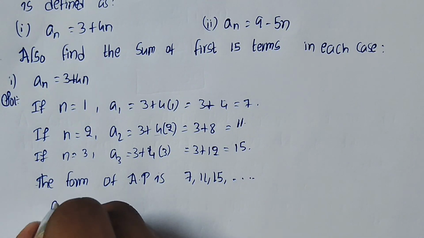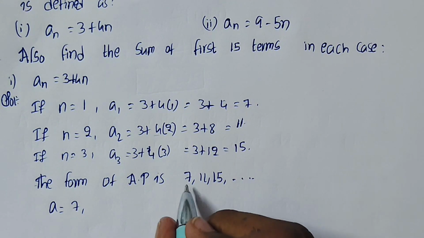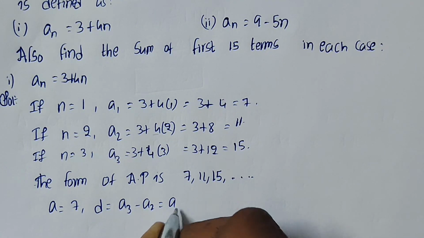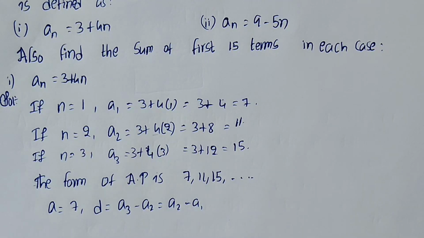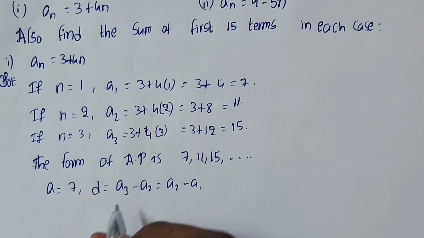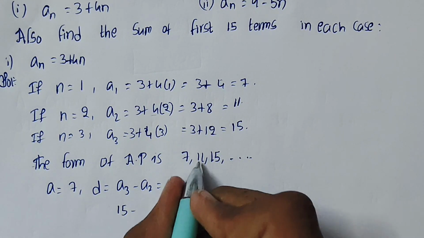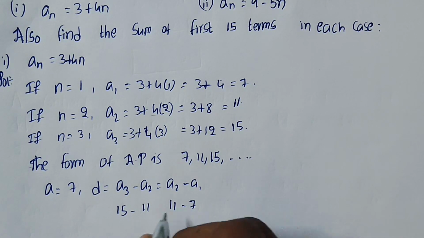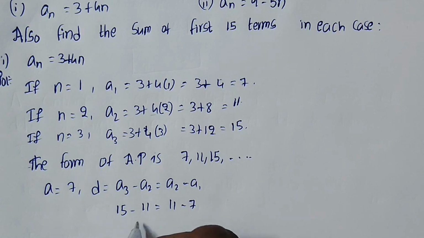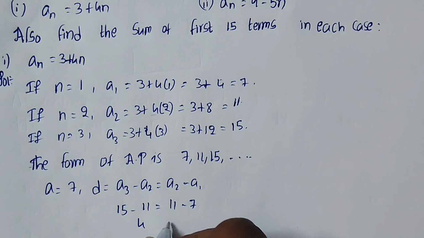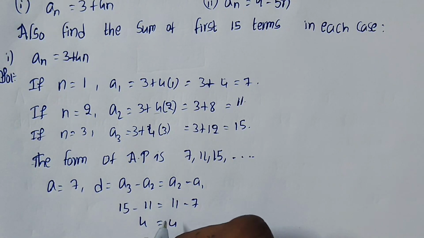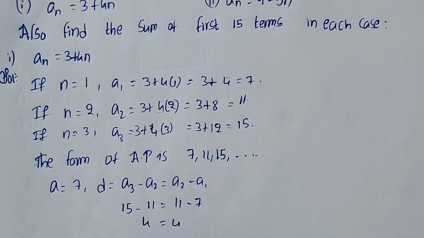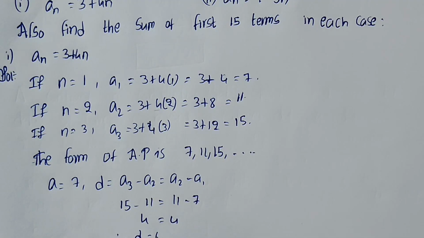Now I am going to take the value of a, that is 7, because it is the first term of the AP. Then d = a3 - a2 = a2 - a1. The value of a3 is 15 minus the value of a2, 11, and a2, 11, minus a1, 7. So 15 - 11 = 4 and 11 - 7 = 4. Both are equal, so a3 - a2 = a2 - a1. Therefore the value of d is 4.